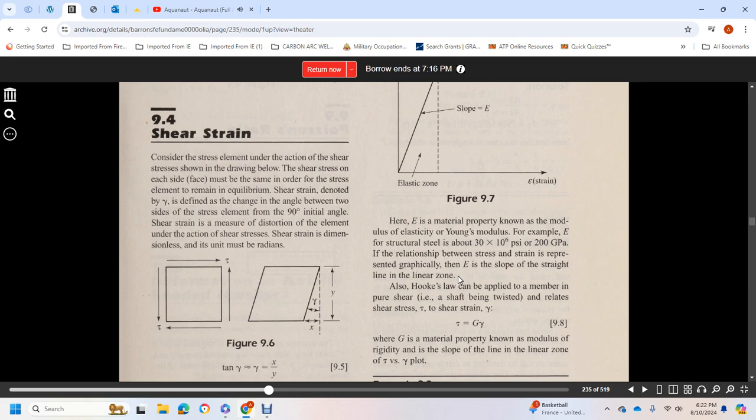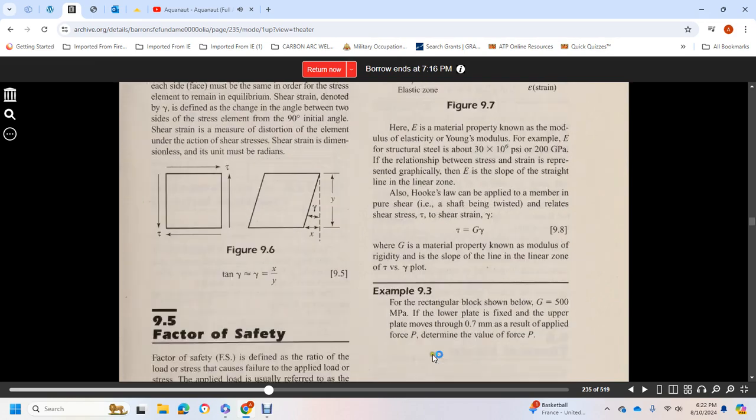The relationship between stress and strain is represented graphically. The slope of the line in the linear zone is E. Hooke's law also applies to a member in pure shear and relates shear stress to shear strain, where G is a material property known as the modulus of rigidity, and is the slope of the line in the linear zone of the shear stress versus shear strain plot.